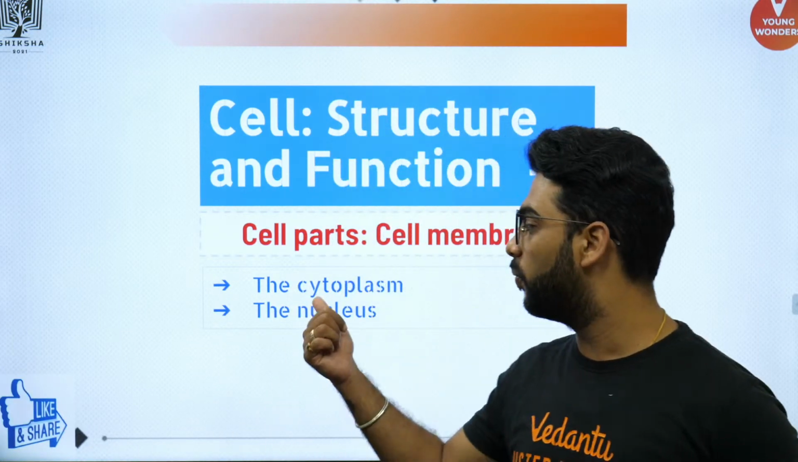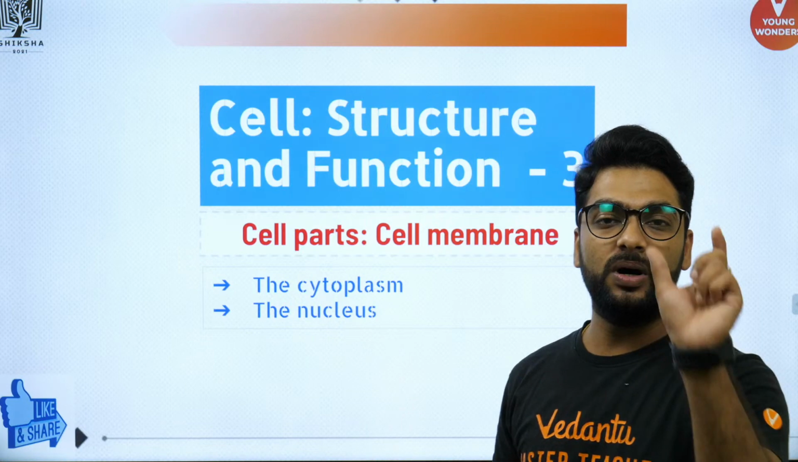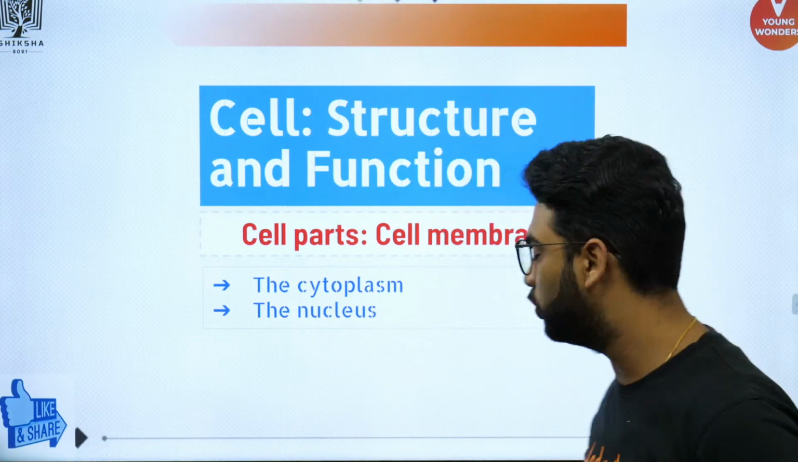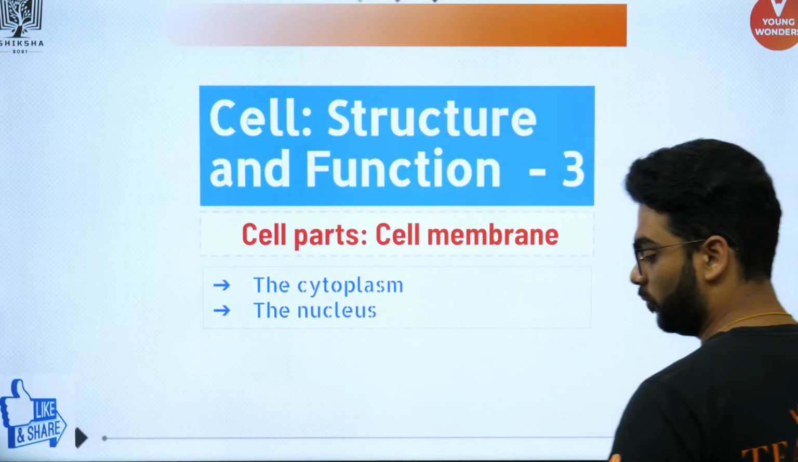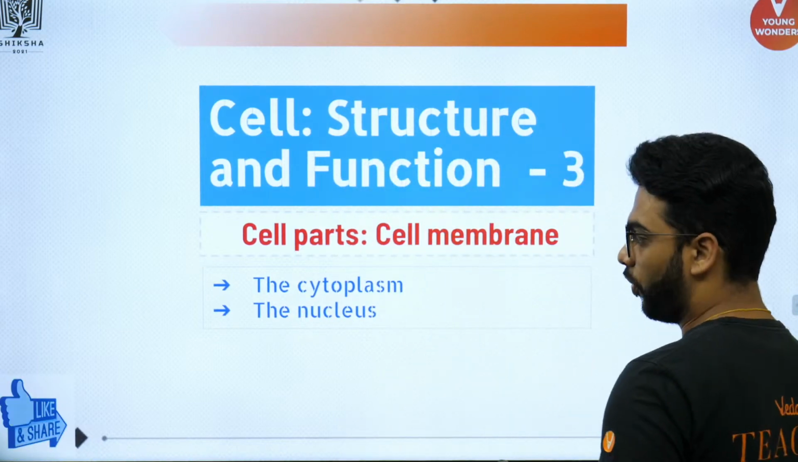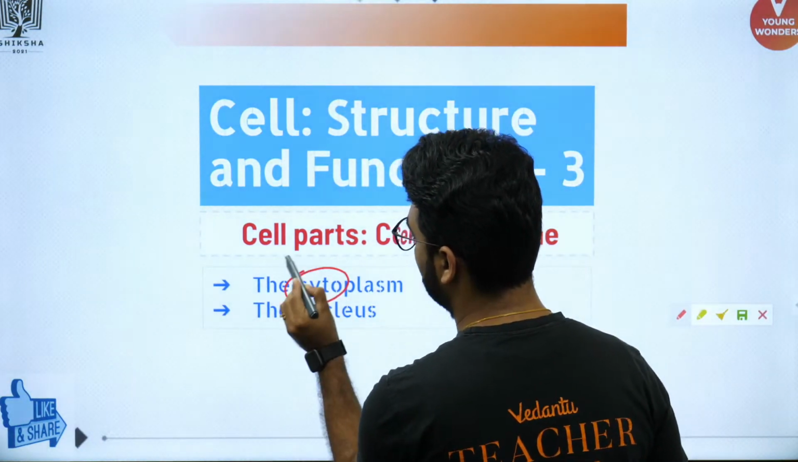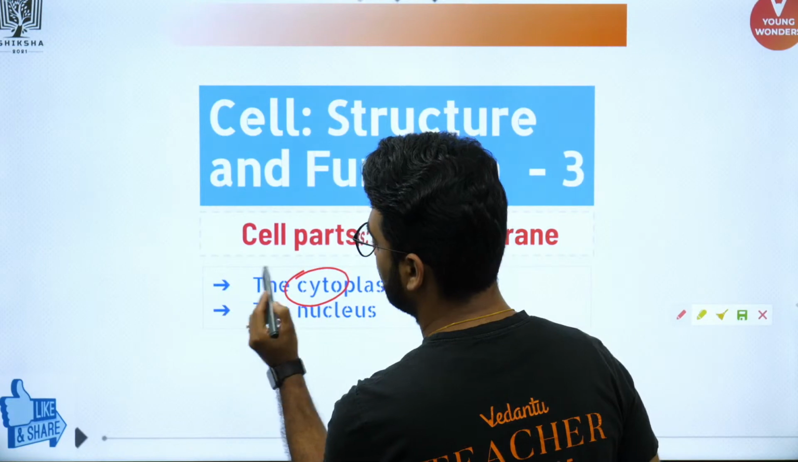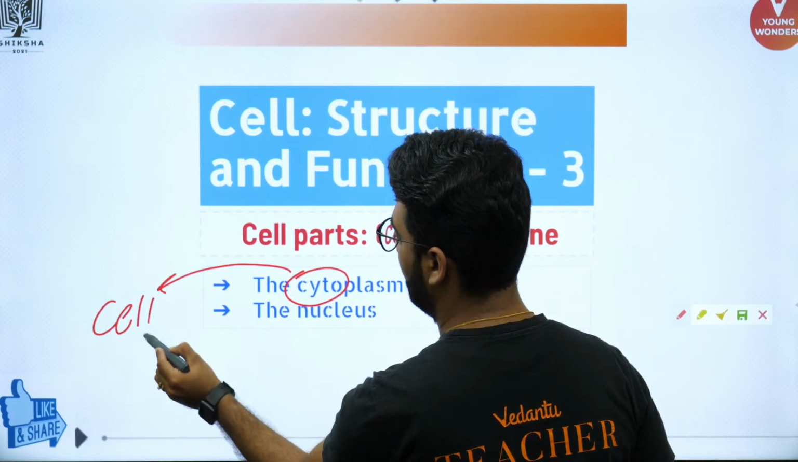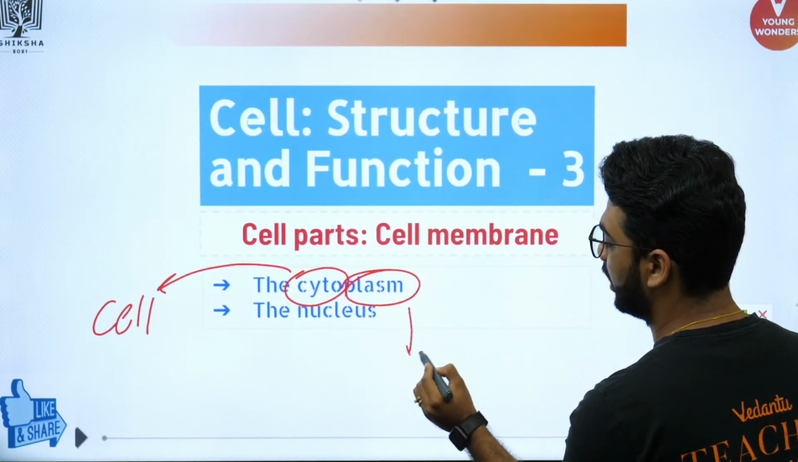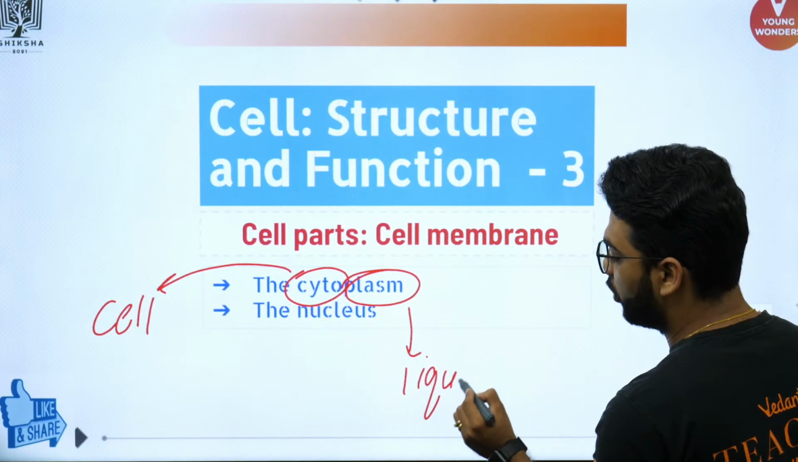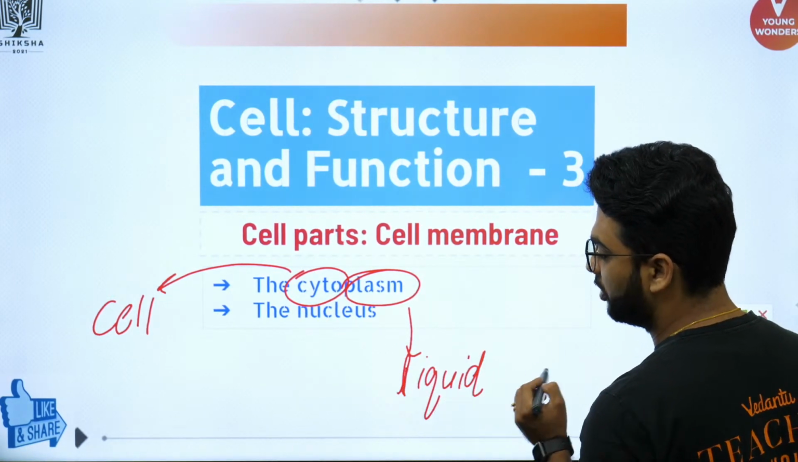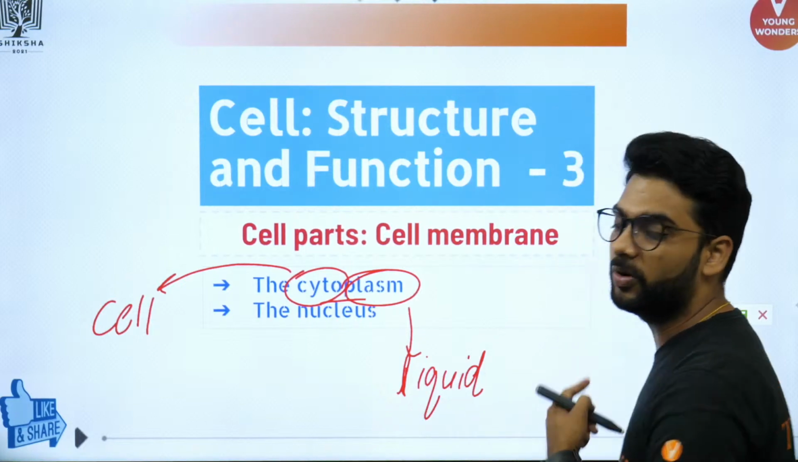Like if I tell you the word cytoplasm, it is made up of 2 words over here: cyto and plasm. The word cyto means cell, and the word plasm means liquid, right? Like we have the blood plasma, which is the liquid part of the blood. So the cytoplasm means the liquid part of the cell.